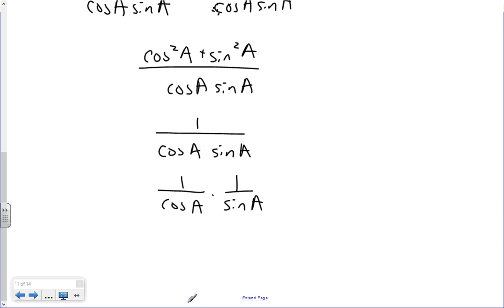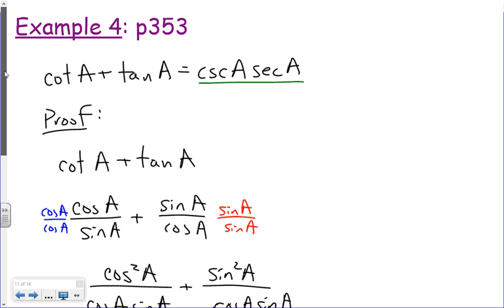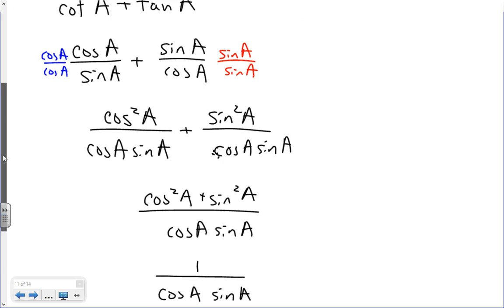And so replace 1 over the cosine of A with secant of A. Replace 1 over the sine of A with the cosecant of A. And oh, right there's what we're looking for. I'm looking to rewrite this as a product of secant times cosecant. And there we go. We got it.